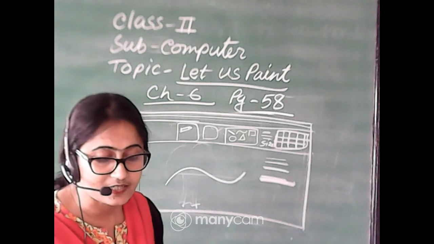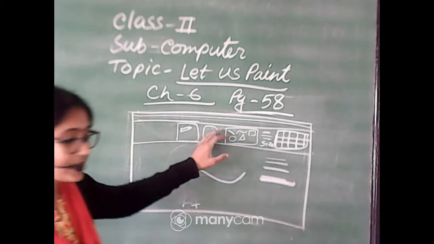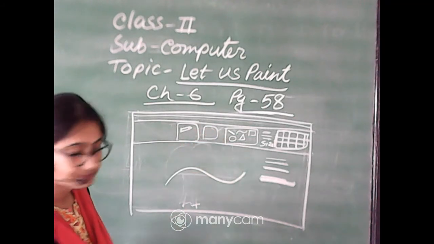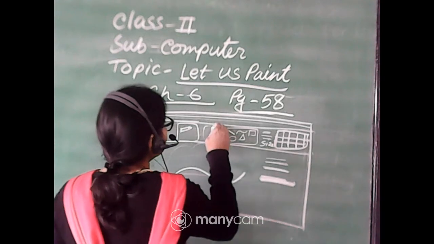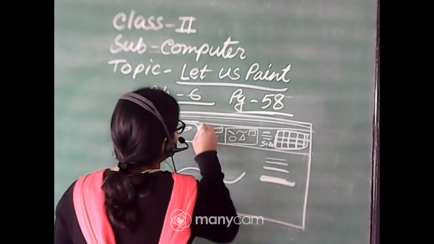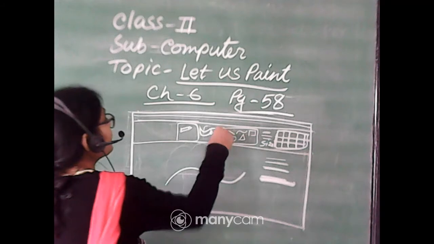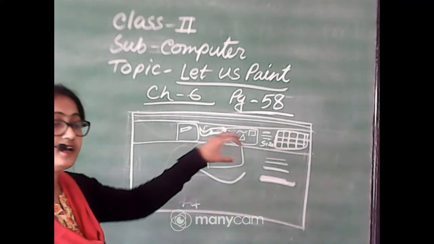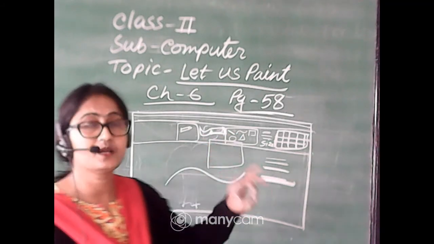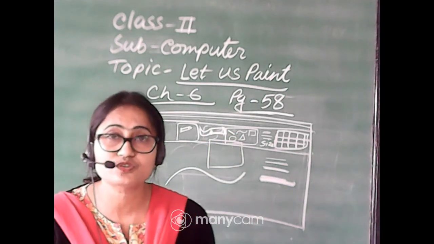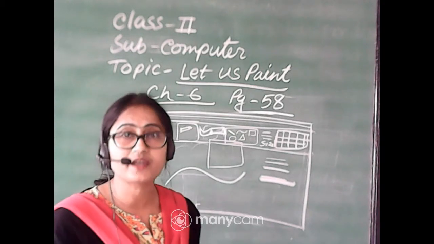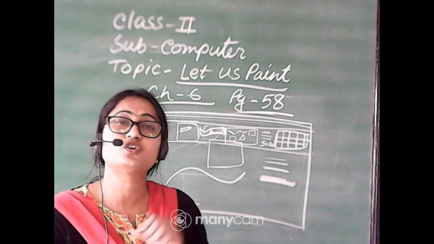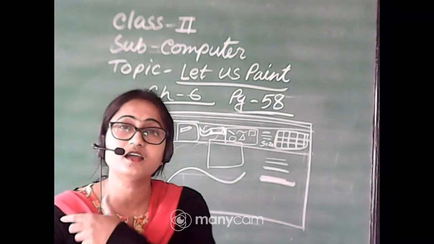Now I will discuss the brushes tool. The brushes tool is beside the tools. When you click, this type of brushes is there. This is the brush tool, and under the brush tool different brushes are available. You can choose any brush from there. The brushes tool is used to draw and color the picture in different patterns.